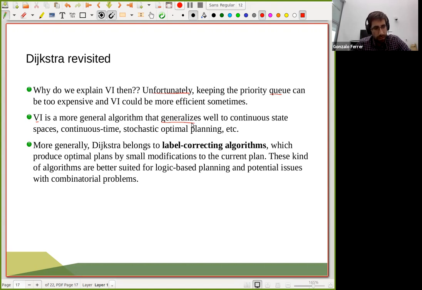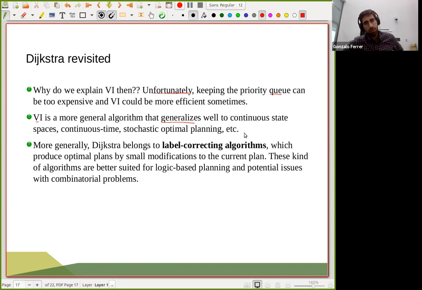I think the better way of describing them is by discrete cases, but do we have Dijkstra in continuous spaces? No, right? So this is another limitation. We need to be a little more general, and for other kinds of problems with noise or whatever, then yes, value iteration is a very powerful tool, as I was saying.